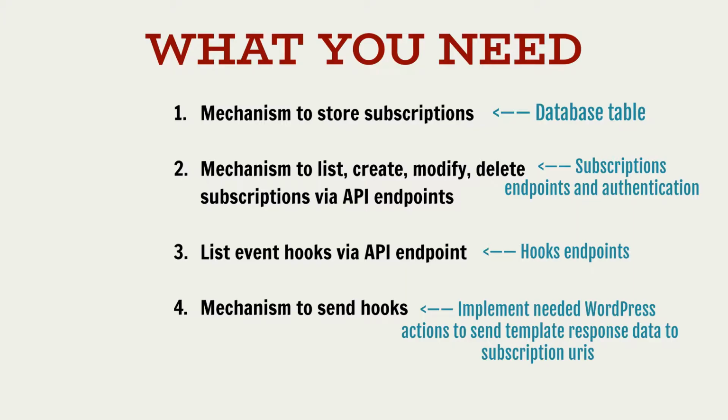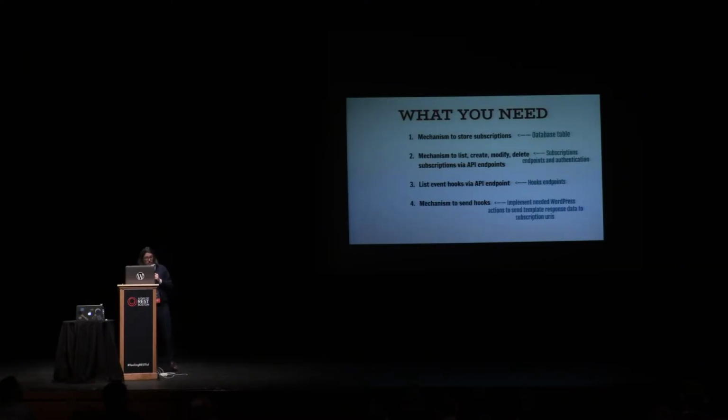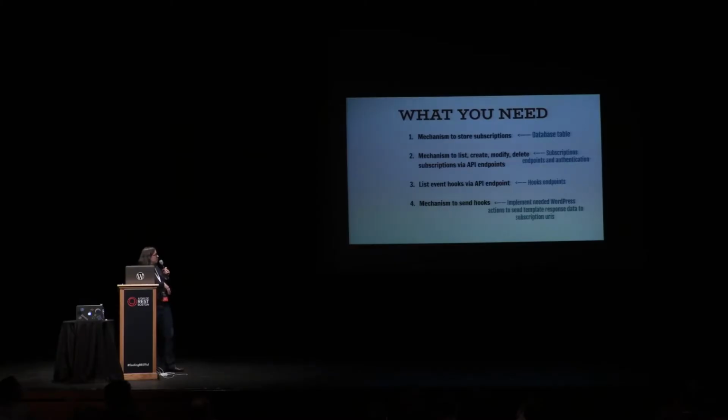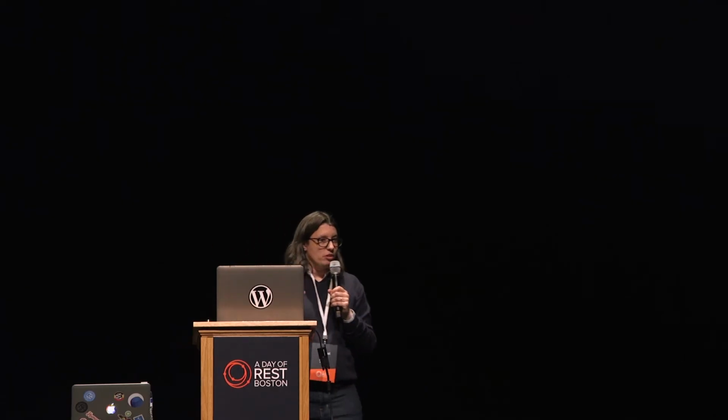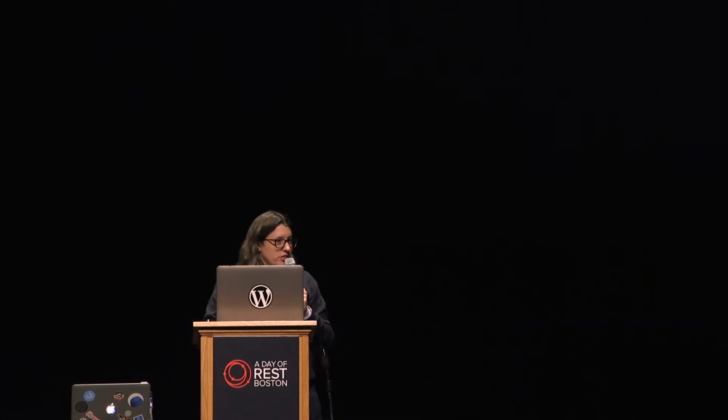So to do this, we need four things. One is a database table or some sort of thing to store these subscriptions in. We're going to need a way to list, create, modify, and delete subscriptions via API endpoints, as well as list the available event hooks in an endpoint. And then a mechanism to send hooks like we just talked about, when a user registers one. But instead of just firing to a regular callback URI, it needs to loop over the subscriptions to figure out who should get this notification.